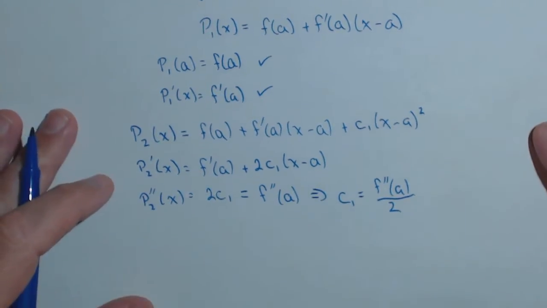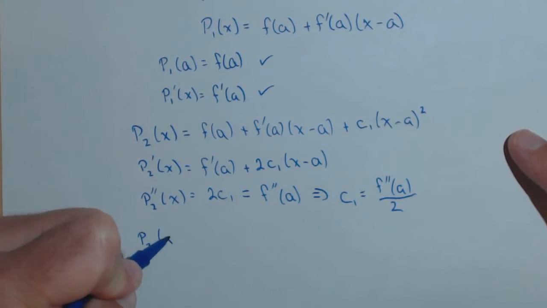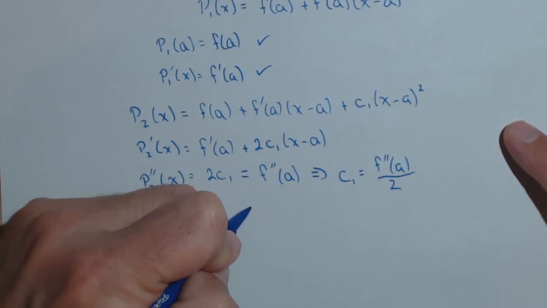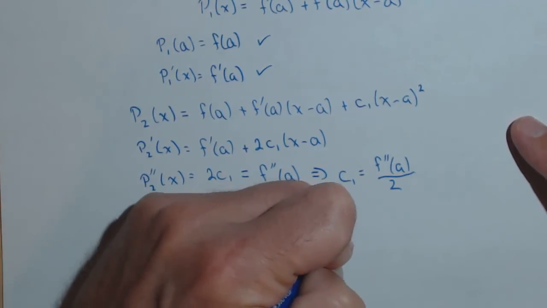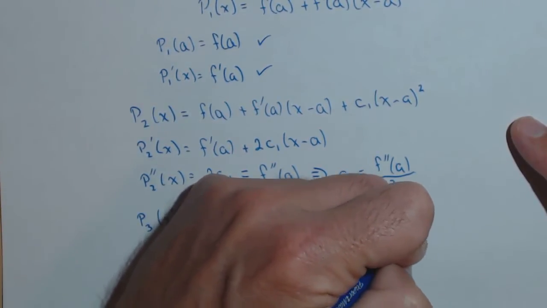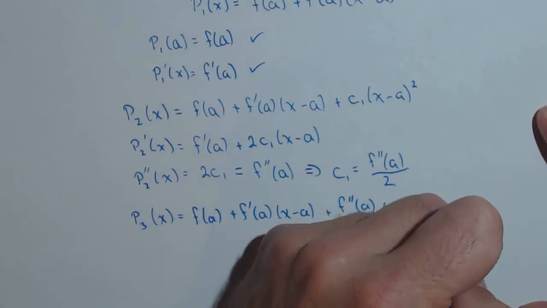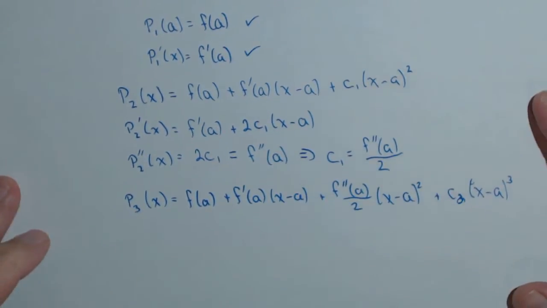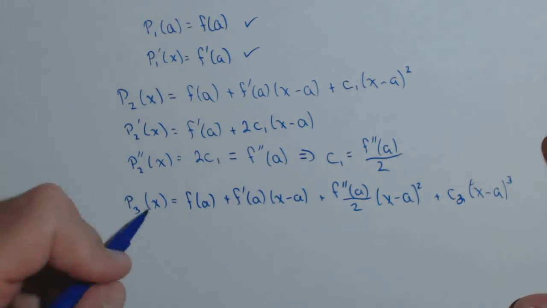I'm going to do one more of these to show you the pattern, and then we'll generalize it. Let's say we want to have a third degree term, p sub 3 of x. We already know that it'll be f of a plus f prime of a times x minus a. Plus, we've found the second degree term. It's f double prime of a over 2 times x minus a squared. Plus, now let's say we want a cubic term. All we need is c2 times x minus a cubed. That means we want to match up the third derivative of our function. We want to match this up with f triple prime of a.